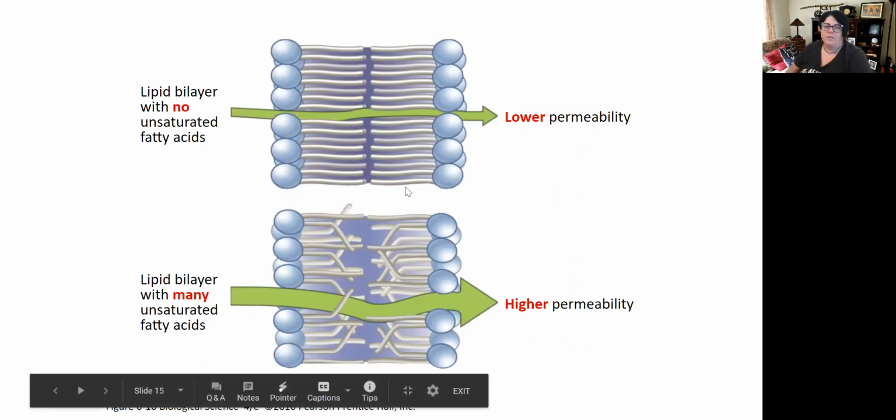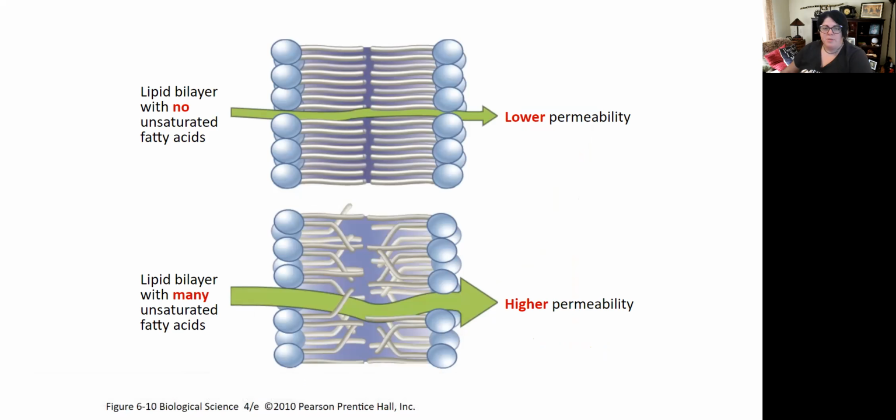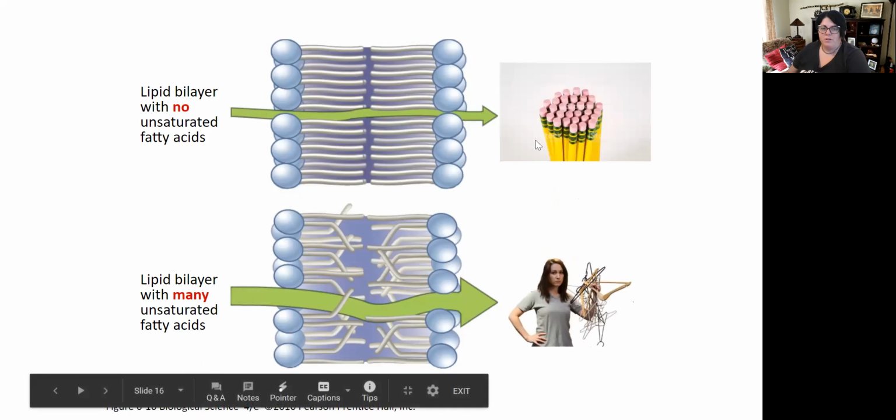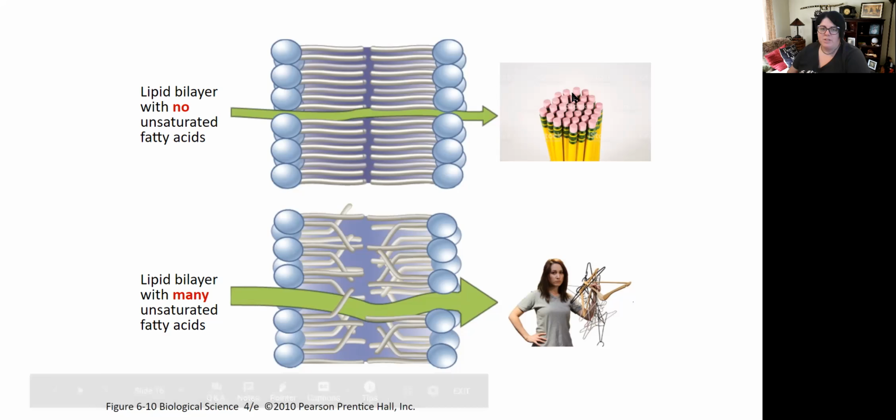The reason that we care about this in terms of membranes is because if you have a lipid bilayer with no unsaturated fatty acids, what you get is sort of, if you think about this like a group of pencils, if you tried to thread something through this cluster, it would be kind of hard. There's not a lot of space between all of these pencils.